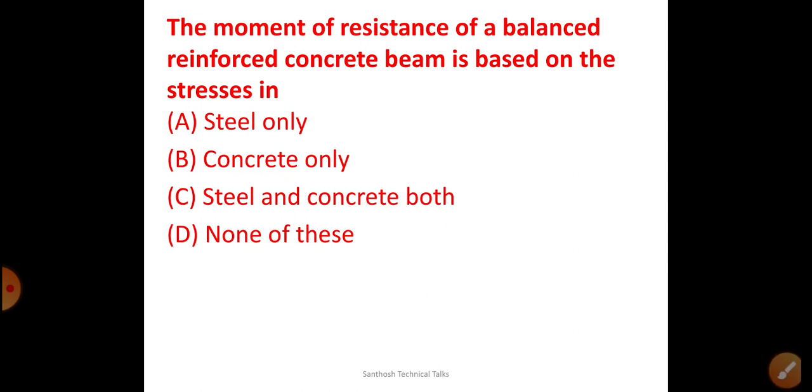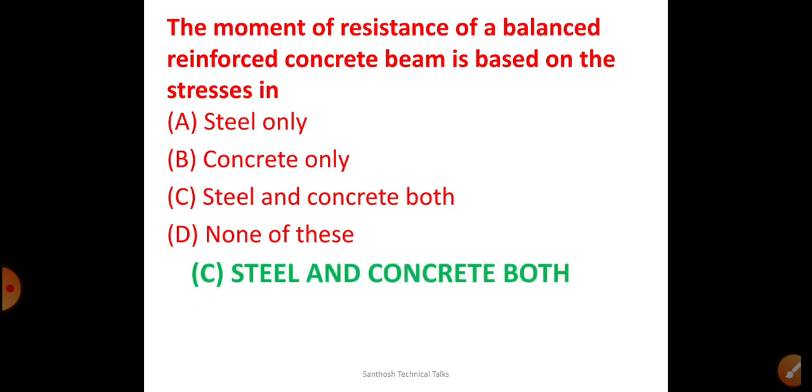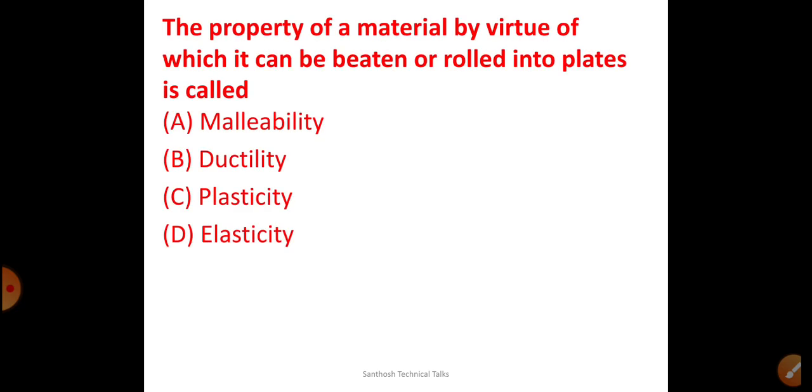And next, the moment of resistance of a balanced reinforced concrete beam is based on the stress. The moment of resistance of a reinforced concrete beam is based on the stress developed in both the steel as well as the concrete. So concrete and steel both put together will resist the stress, which will produce the moment of resistance. Okay.